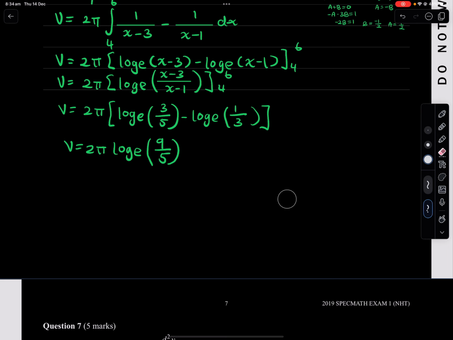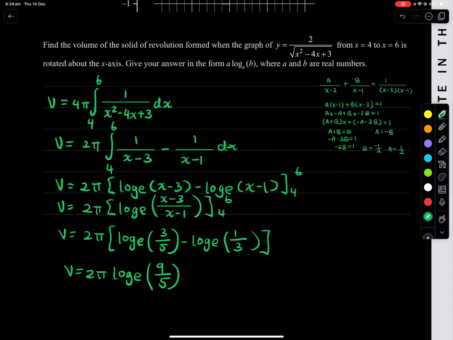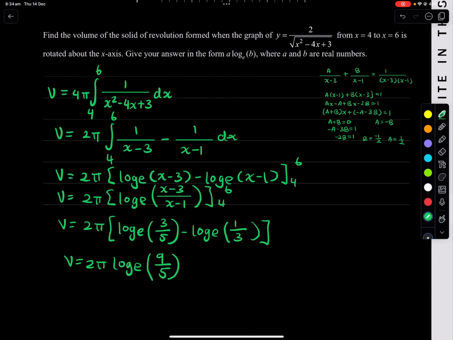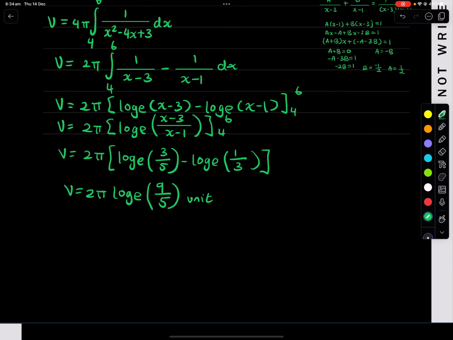Okay, and is that all? I want to double check. It says in this form where a is a real number, b is also a real number. Great. Yeah, that's pretty much it, which we can write units cubed.